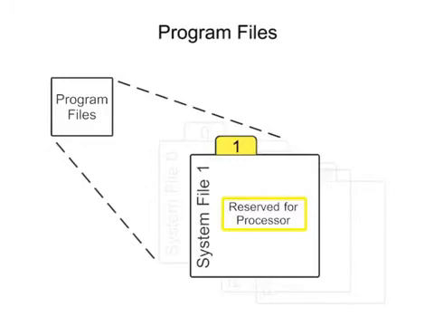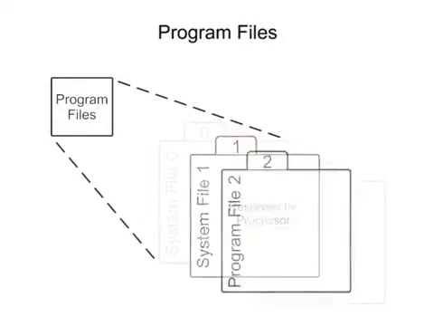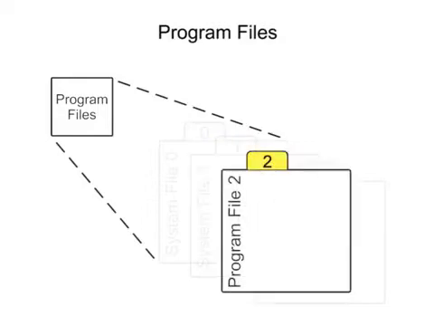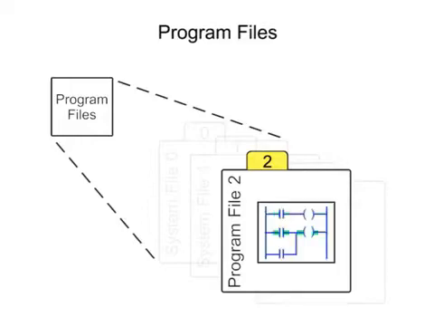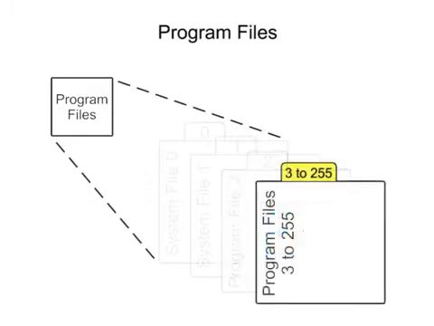System file 2 or program file 2 is the place where user ladder logic program is written. Program files 3 to 255 saves user-defined subroutines.